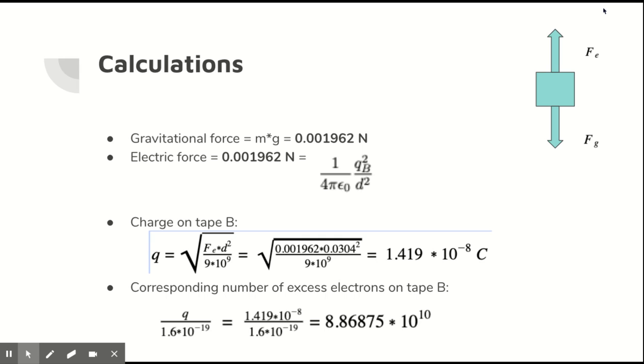I calculated the charge on tape B by solving for Q using the electric force formula, and I got 1.419 times 10 to the negative 8 coulombs. The corresponding number of excess electrons on tape B I got by doing the charge divided by 1.6 times 10 to the negative 19th, and I got 8.86 times 10 to the 10th.